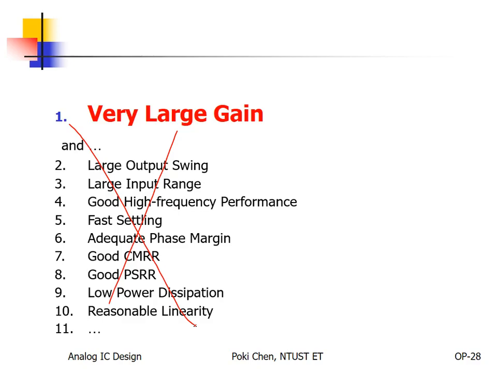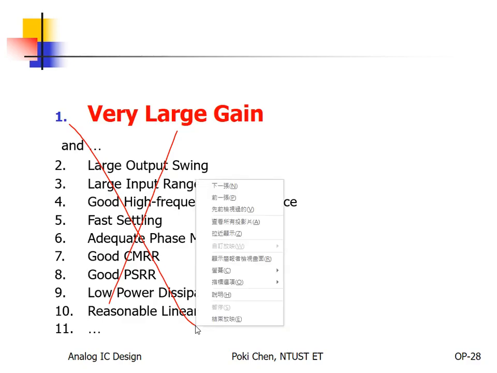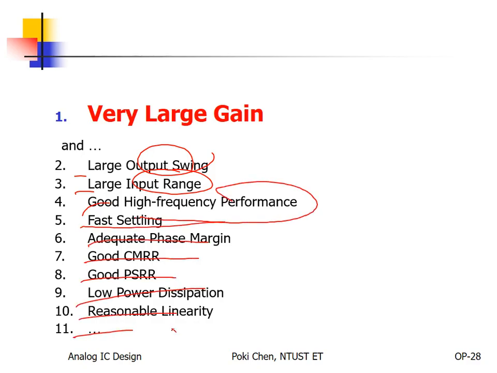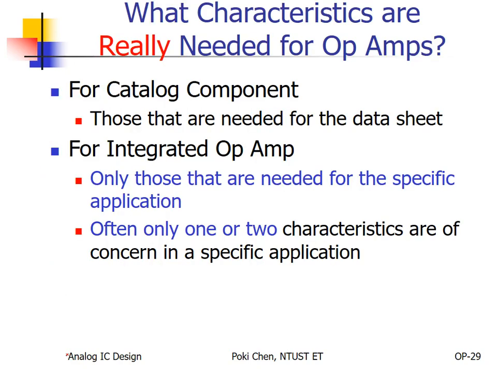For such kind of commercial products, you will see a lot of the others. Large output swing, large input range, good high frequency performance, fast settling. Whoa. Okay, anyway, more than 10, even more than 20. So, what do you need? What are all those properties, characteristics really needed for your op-amp design?